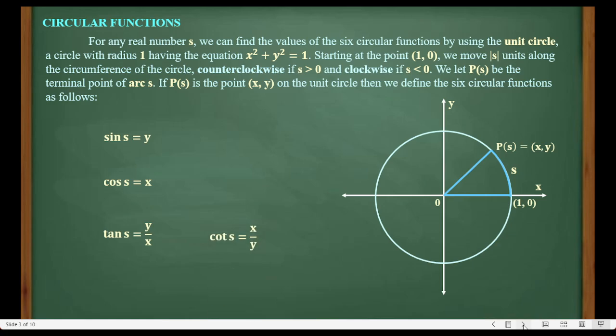Then, for the remaining 3 circular functions, we have cotangent of s equals x over y, which is the reciprocal of tangent of s. Followed by secant of s, which is the reciprocal of cosine of s, which is x. So this one right here is 1 over x. And the last circular function is your cosecant of s, which is 1 over y, and this is the reciprocal of sine of s. Next.